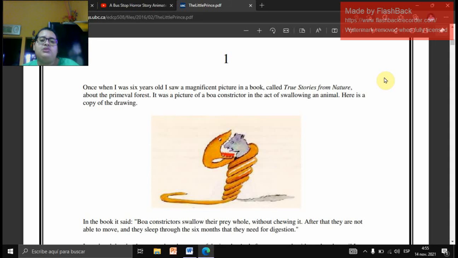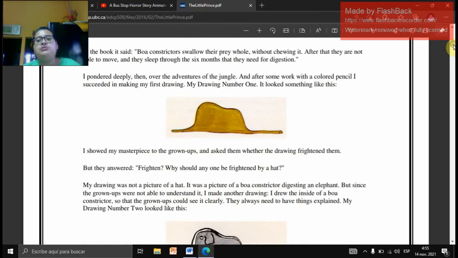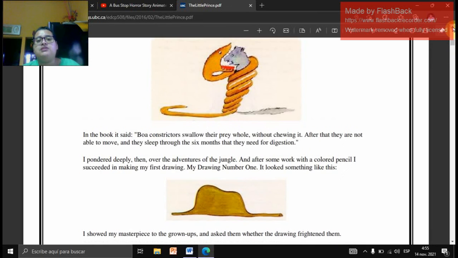Then the teacher will take another student, and he or she is going to read this line. About the Primrose Forest, it was a picture of a boa constrictor in the act of swallowing an animal. Here is a copy of the drawing. It is not necessary to show this picture, but you are watching it on the screen.